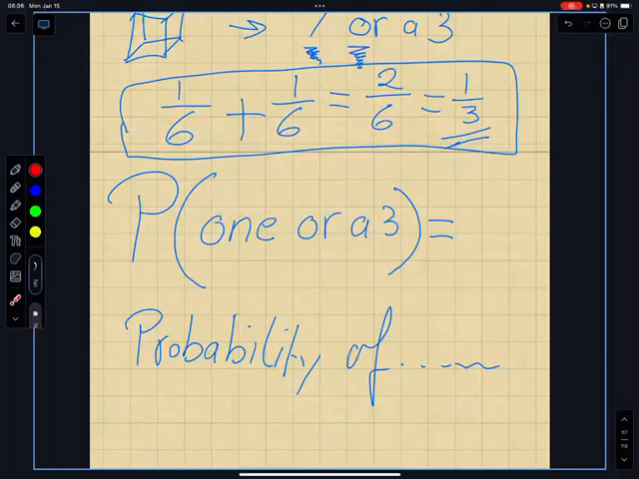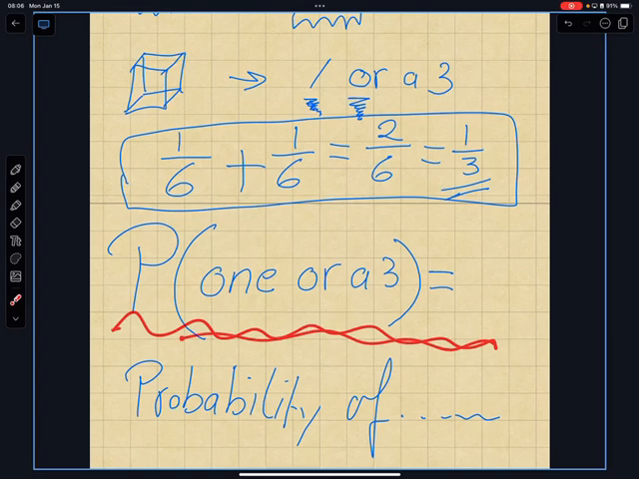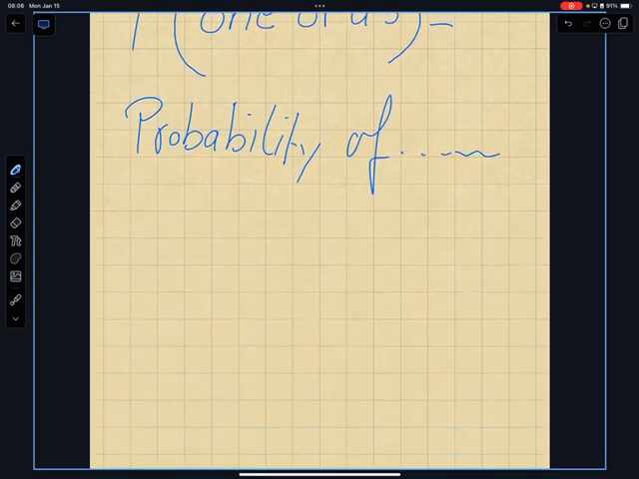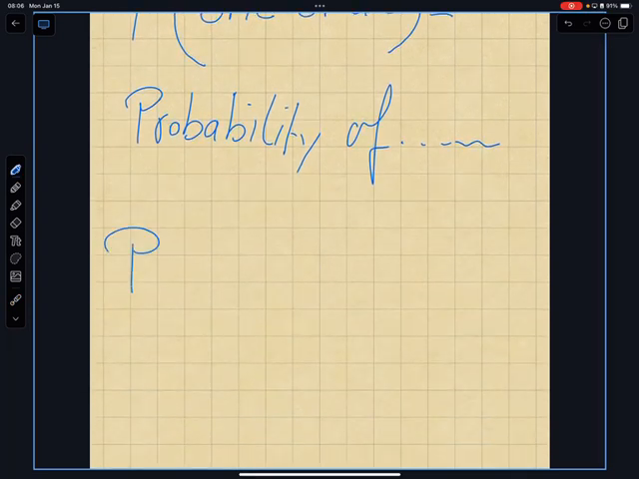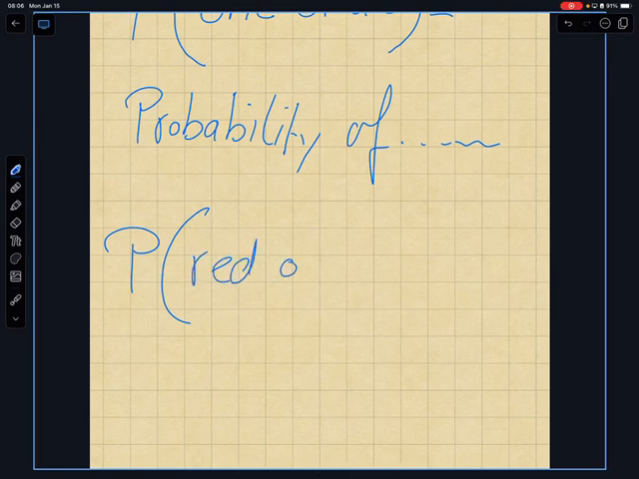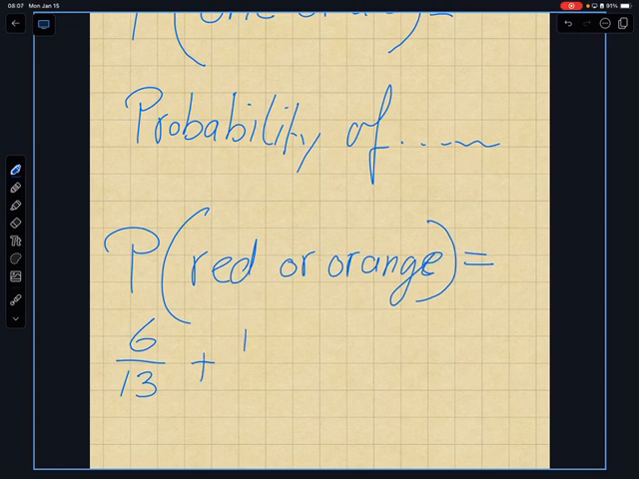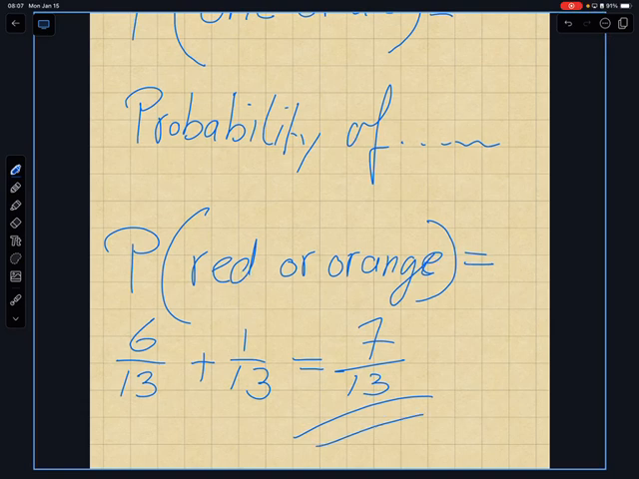So, the thing I just said 5 seconds ago, the probability of what happening, red or orange, equals the thing that you wrote. Equals, what was it, 6 over 13 plus 1 over 13, and my final answer, this is how it should be written.